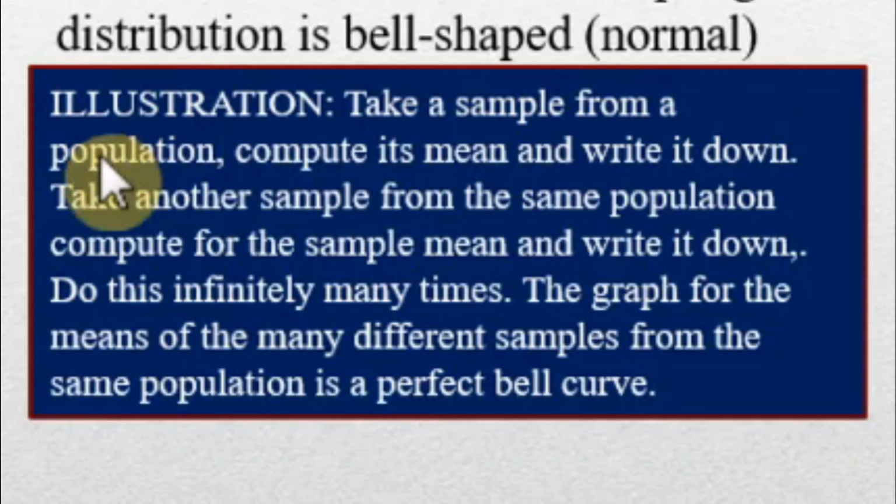And then we go back to that population. Let's take another sample different from our first sample. So we have a second sample. From that second sample, let us do the same. Let us compute the mean. Let us do this infinitely many times. So there are a lot of different samples coming from the same population. If we are going to graph the means that we have computed from the different samples, the graph is a perfect bell curve. This is one of the assumptions that should be met before we can use a parametric test.